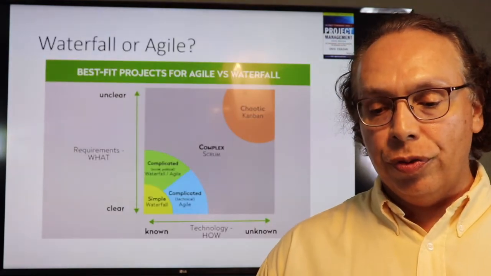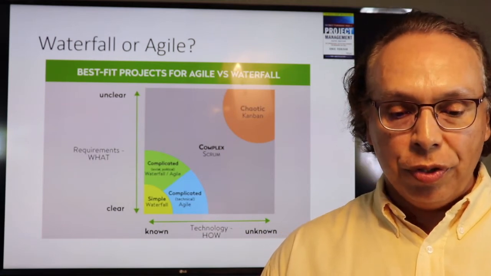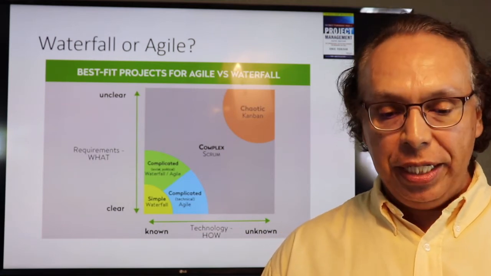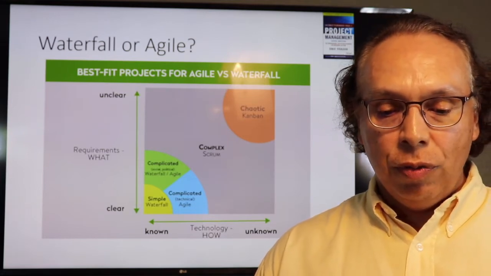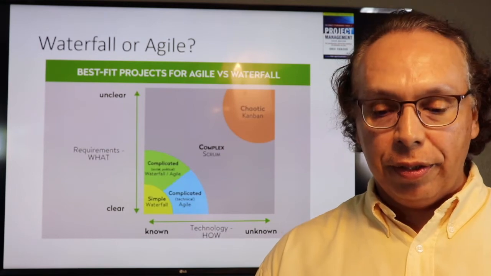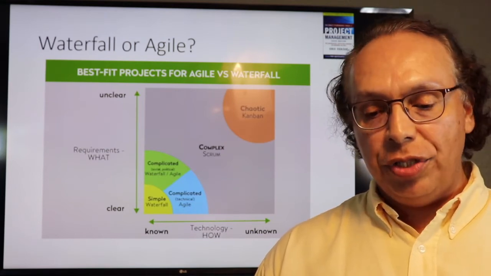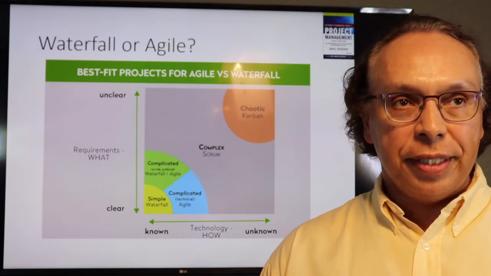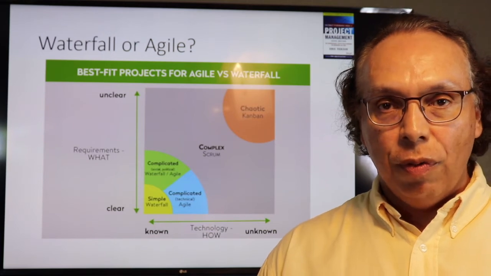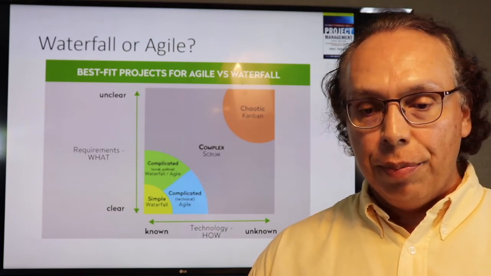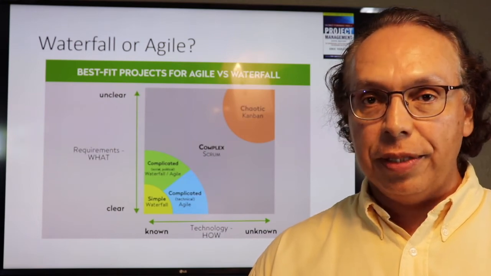So how do you choose between Agile and Waterfall? There's a great tool known as the Stacey Matrix that I've used for many years. You can see on the y-axis, you want to know whether the requirements are clear or unclear. And on the x-axis, whether technology is known or unknown. Here in this example, you can see that there's more area on the graph where Agile is a good fit. But keep in mind, there still are some areas where Waterfall is best.